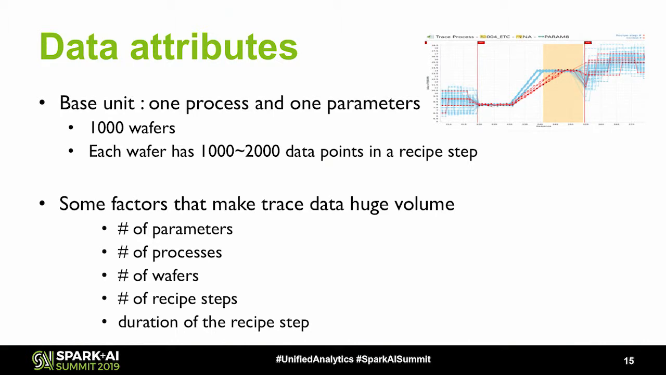So basically, it is a little different between manufacturing companies, but almost 1,000 wafers per one process and per one parameter. And in each recipe step, there are 1,000 to 2,000 data points, which means that there are 1,000 lines, and each line has 1,000 data points per process. And note that some factors make trace data huge in volume. If we increase the number of parameters and processed wafers, then the trace data size is greatly increased.